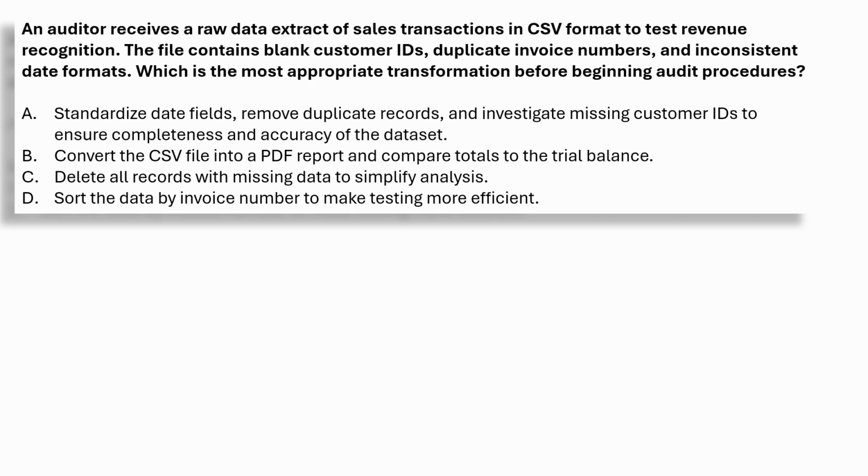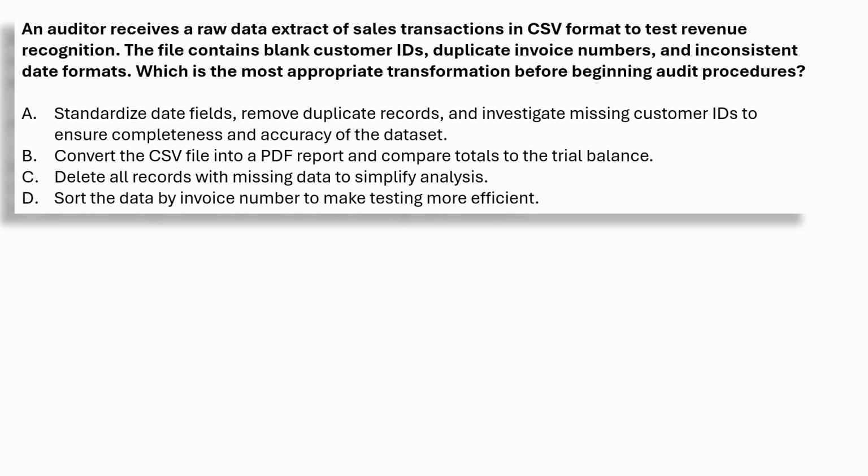Next question. An auditor receives a raw data extract of sales transactions in CSV format to test revenue recognition. The file contains blank customer IDs, duplicate invoice numbers, and inconsistent date formats. Which is the most appropriate transformation before beginning audit procedures?